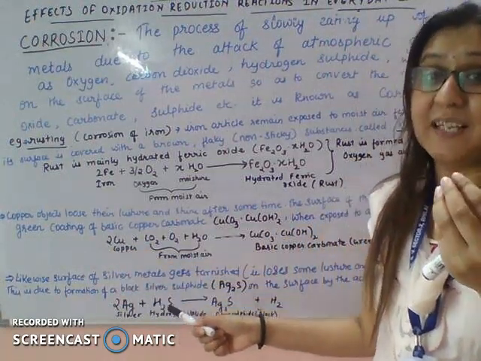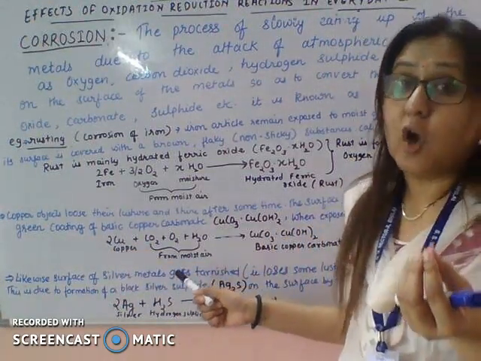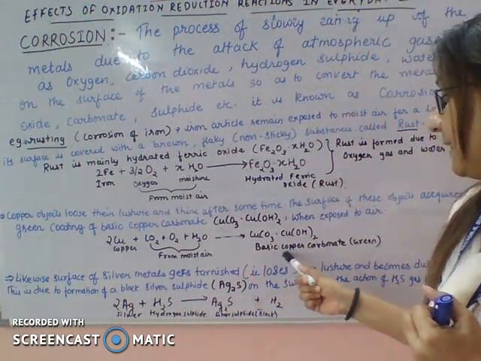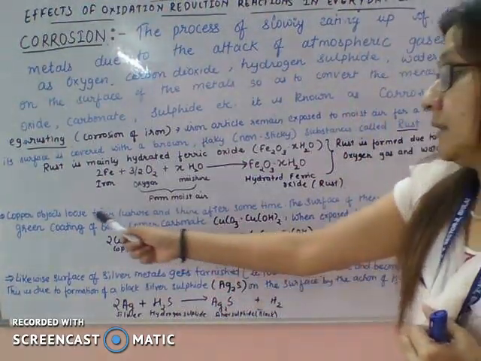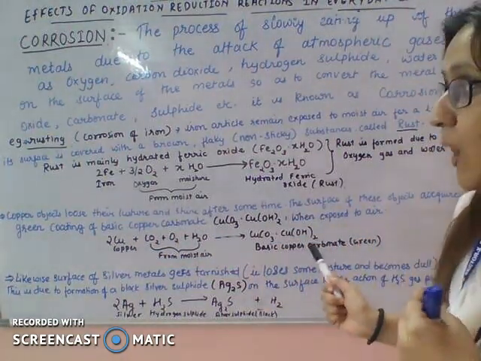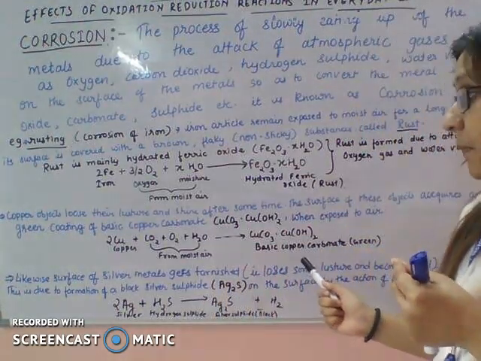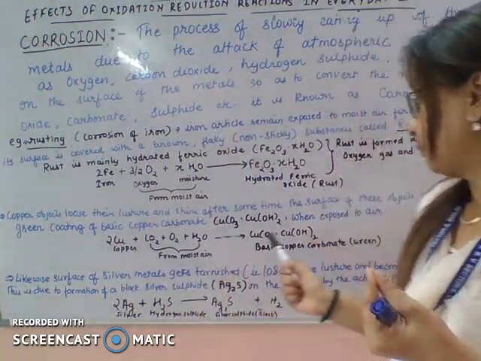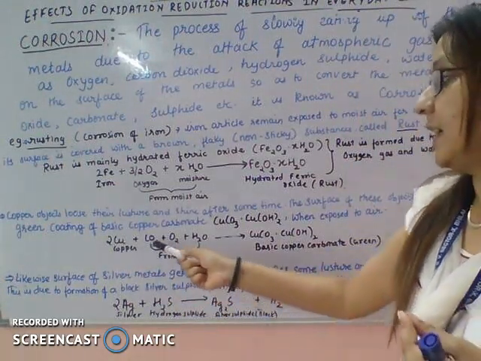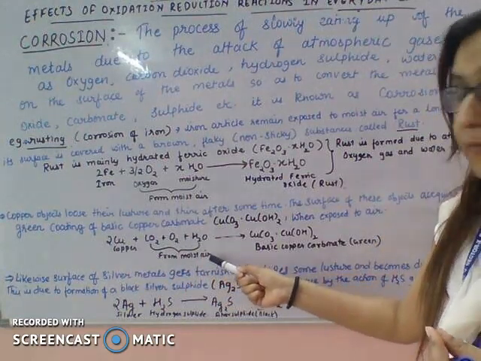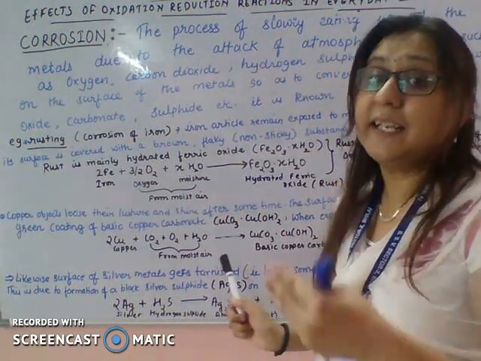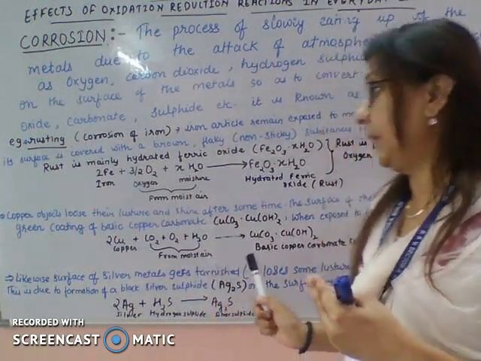Okay. Next example is of copper. If copper is exposed to moist air for a long period of time, a green layer is formed on the copper surface. That is nothing but basic copper carbonate. So the copper loses its luster and shine after some time. The surface of the object acquires a green coating of basic copper carbonate when it is exposed to air. So copper reacts with moist air, CO2, O2 and water, and forms basic copper carbonate. That is the green colored coating over the surface of copper.